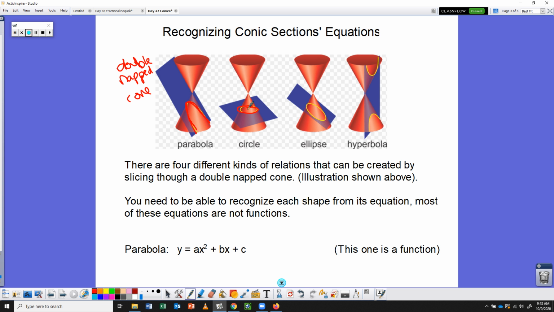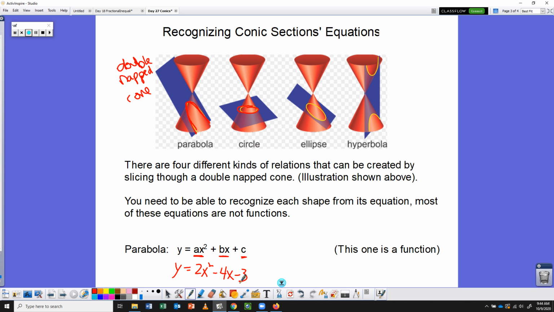But when we're doing this, we have to be able to recognize what kind of shape we're dealing with just from their equations. So the first kind of equation that we want to talk about is just the normal parabola. A normal parabola has an equation of y equals, and you have to have x squareds. You can have regular x's and regular constants. An example of this might be, for example, y equals 2x squared minus 4x minus 3.